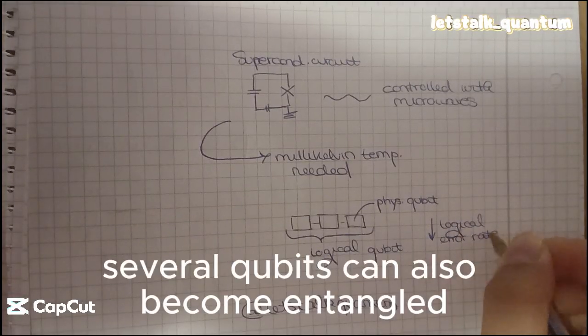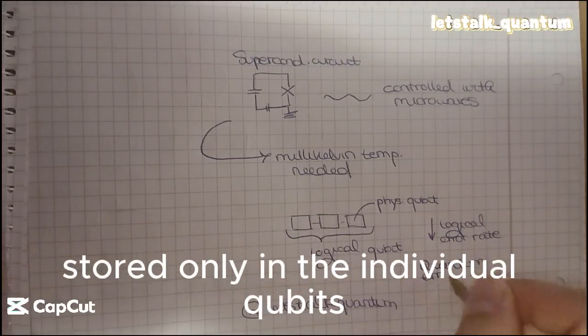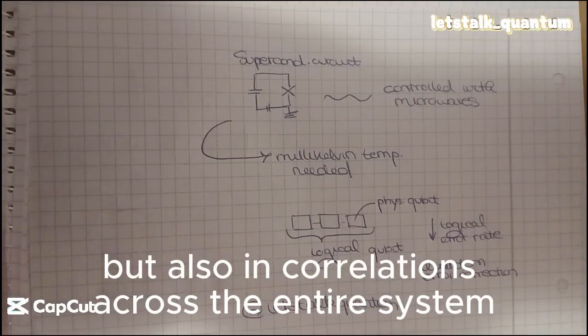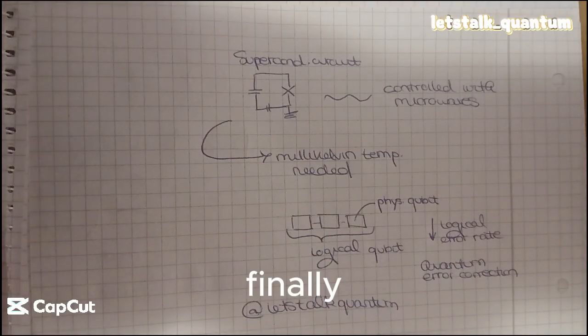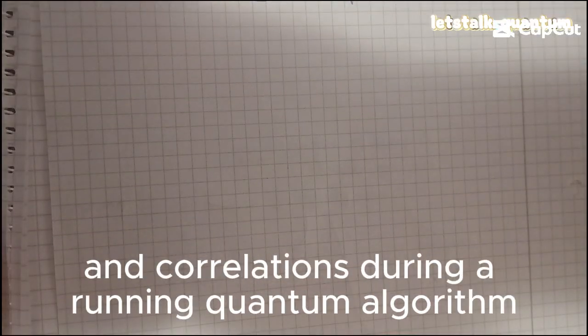Several qubits can also become entangled. When qubits are entangled, the information is not stored only in the individual qubits, but also in correlations across the entire system. Finally, quantum gates can manipulate these superpositions and correlations.